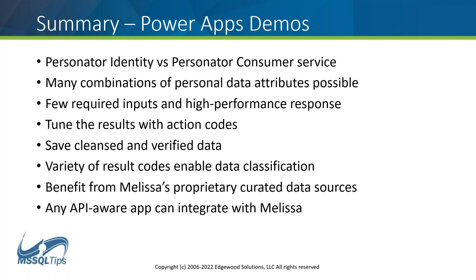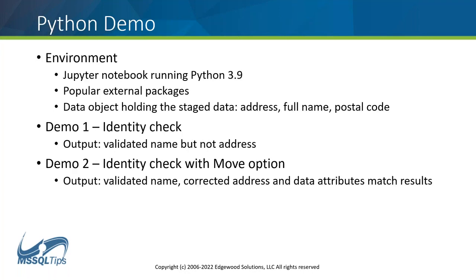Okay, that said, I can also proceed to our Python demo for today, which is the final demo that we have. Our environment is a Jupyter notebook running Python 3.9, so it's pretty standard. We have some popular external packages helping us construct a data object holding the staged data. In this case, an address, a full name, and a postal code. Actually, I'm using the same data as in demo 3 and 4 that we saw previously.